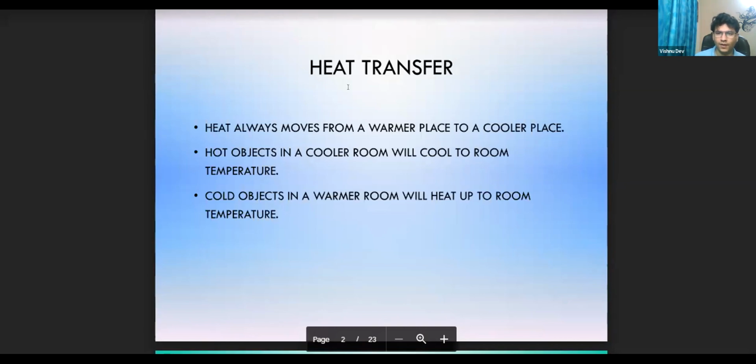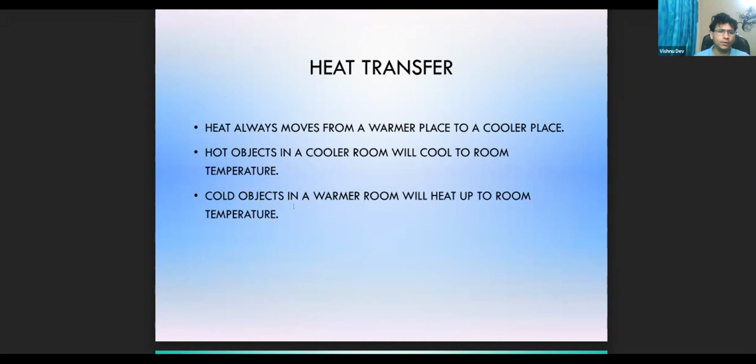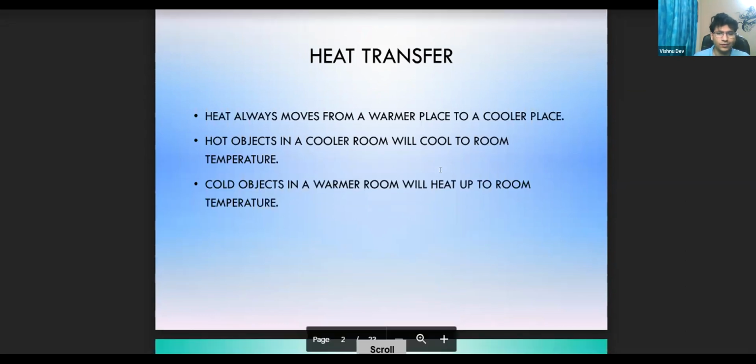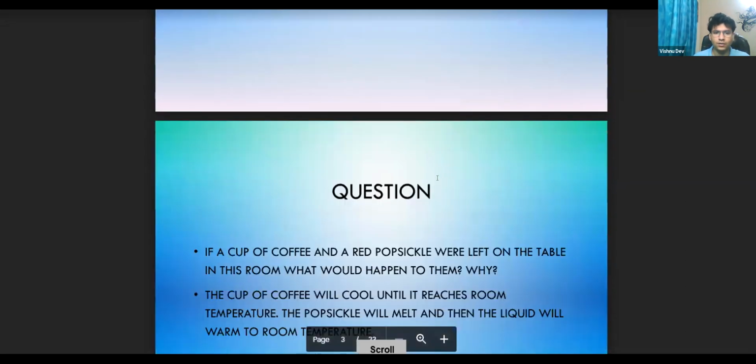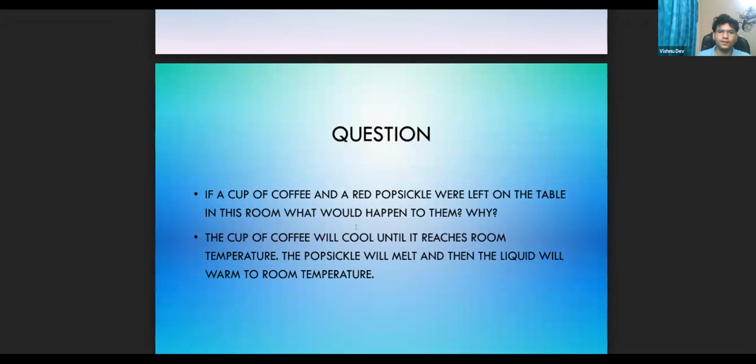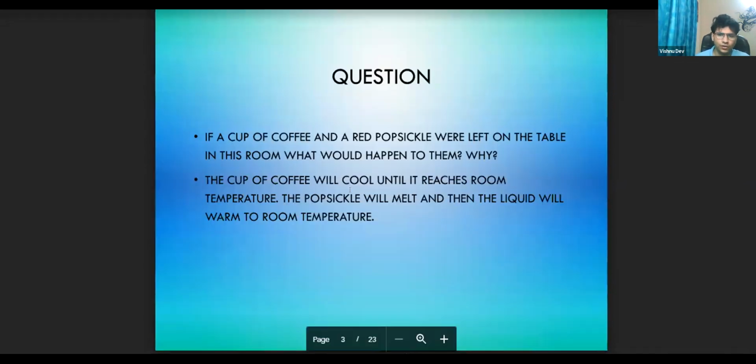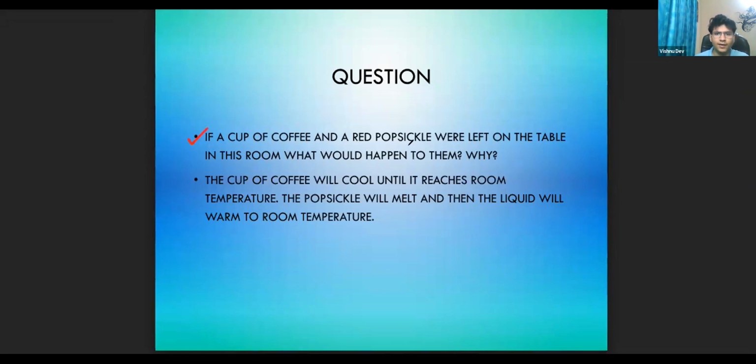Now, the second point was: a hot object in a cool room will cool to room temperature. A cold object in a warmer room will heat up to room temperature. This is the observation that we discussed. So the question was this, and I guess all of us have already answered it. I started with this question: if a cup of coffee and a red popsicle were left at room temperature, on the table in this room, what will happen to them?